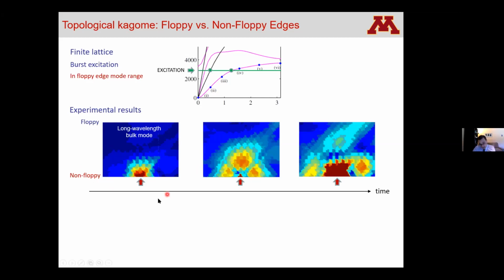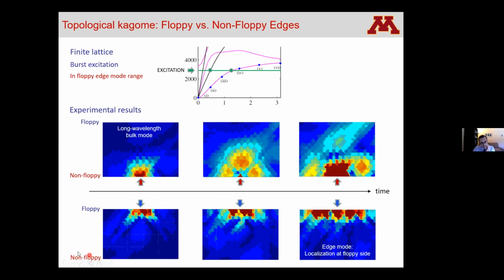So the idea, in contrast, is that if I excite at the floppy edge, I have very different behavior. You see that my deformation remains at all time instants localized along the floppy edge. The deformation kind of bounces left and right along this edge, but never really leaks into the bulk. So what is going on here?